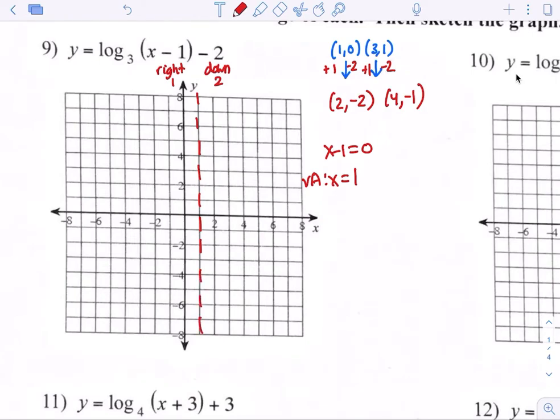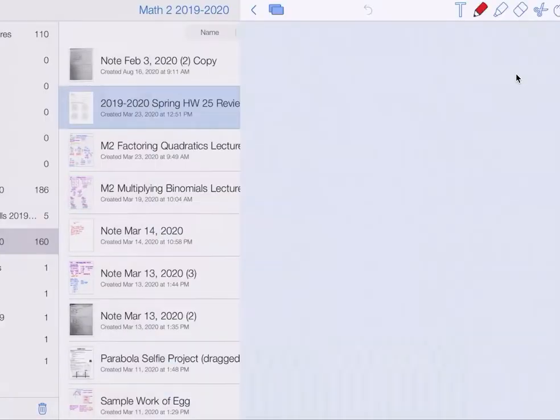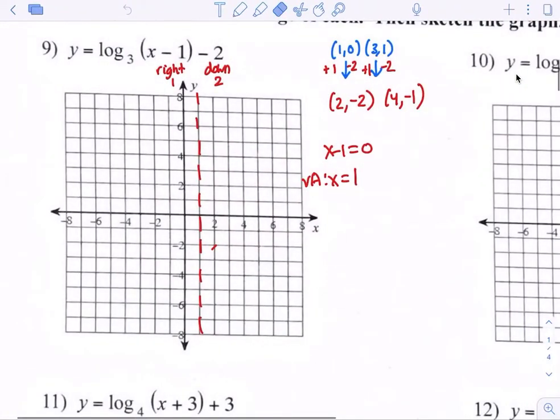Let's plot our points. (2, -2) and (4, -1). (2, -2), (4, -1), and we follow along and then curve. And there we go. There's your graph.